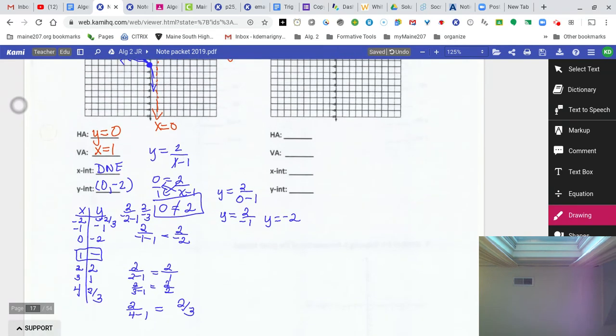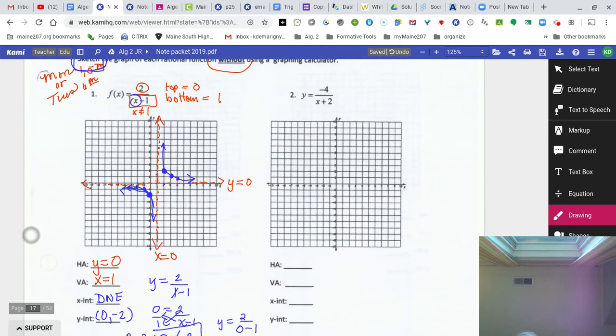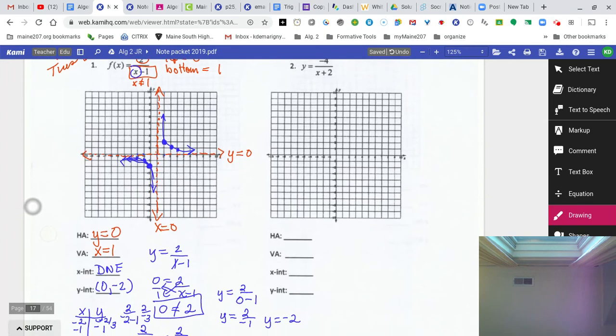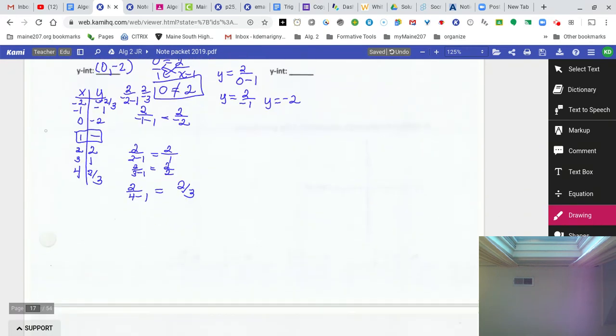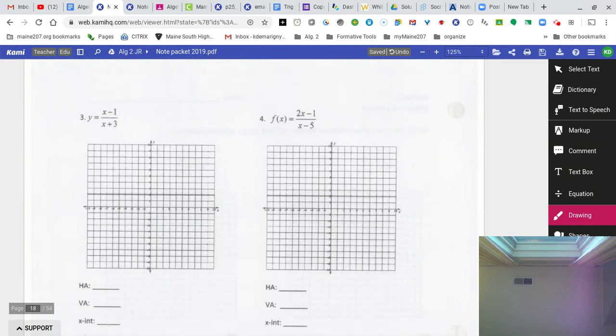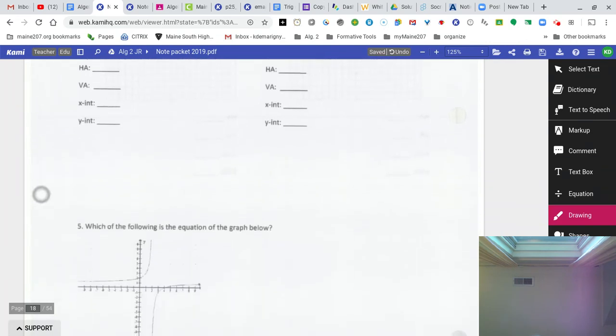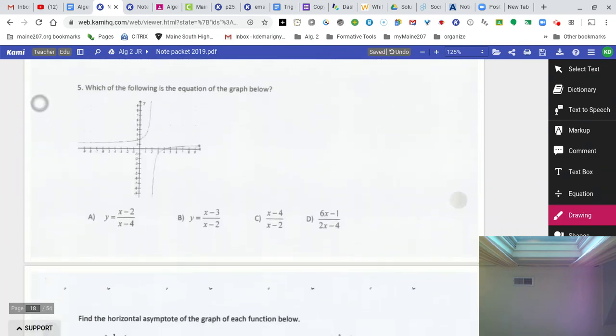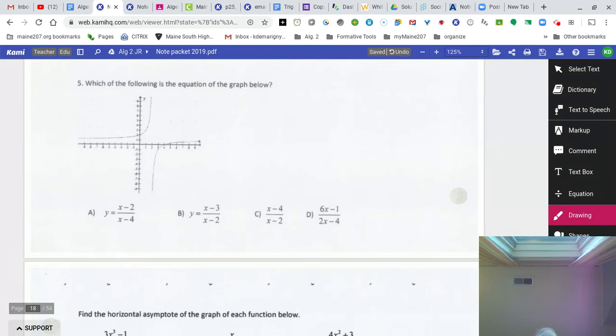All right, and those are all of the things that you're going to need to be able to do in order to graph a rational function. Okay, on the next page, there's some more graphing. So number 3, number 4, and then this one's going to ask you which of the following is the equation of the graph below. I'm just going to give you a couple of hints here.